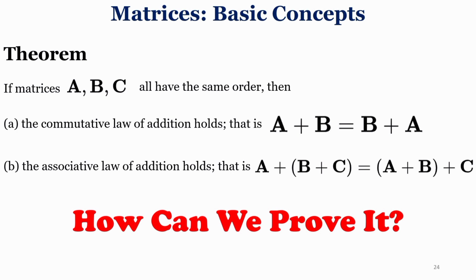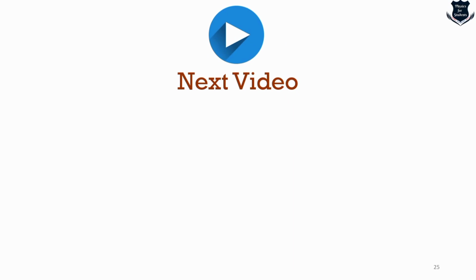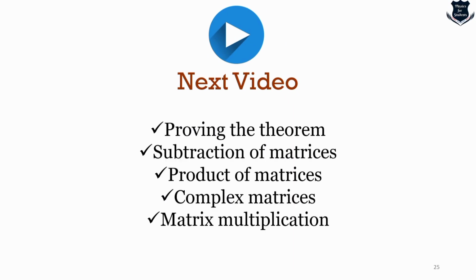So what are the things that we will look into in the next video? Let us have a look. These are the topics that we are covering in the next video. We will first try to prove this theorem which we just saw. Then we will look into subtraction of matrices, product of matrices, what a complex matrix is, and matrix multiplication. So that's it for today's video. I think we are going slow but steady, and there's a proverb that slow but steady wins the race. Once we complete the matrices part, we will go into linear equations, which is a little bit abstract, but very fundamental.